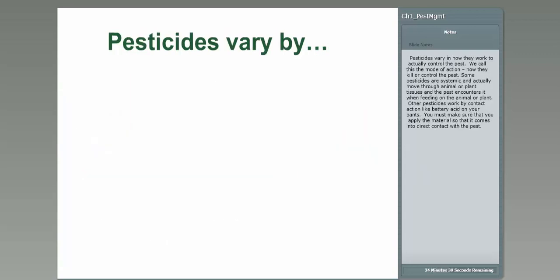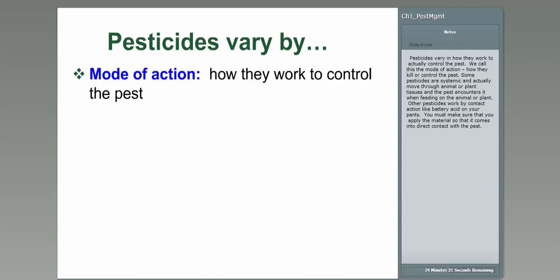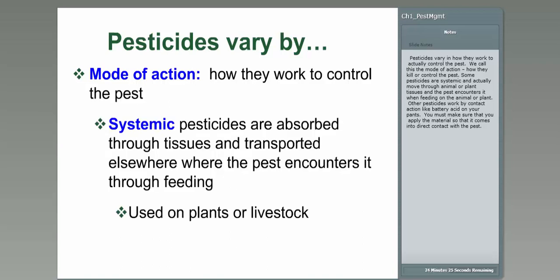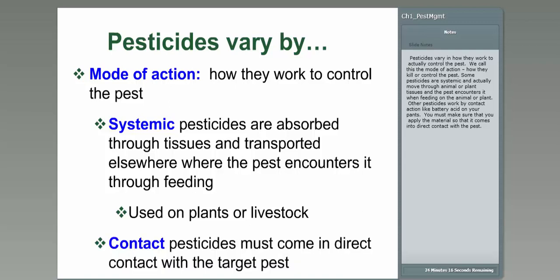Pesticides vary in how they work to actually control the pest. We call this the mode of action, how they kill or control the pest. Some pesticides are systemic and actually move through animal or plant tissues, and the pest encounters it when feeding on the animal or plant. Other pesticides work by contact action, like battery acid on your pants. You must make sure that you apply the material so that it comes into direct contact with the pest.